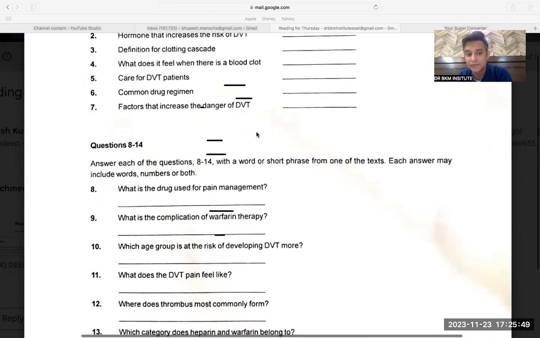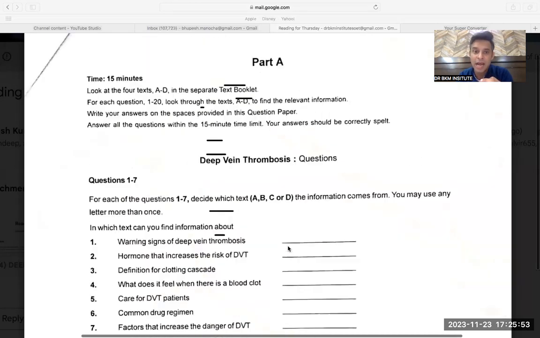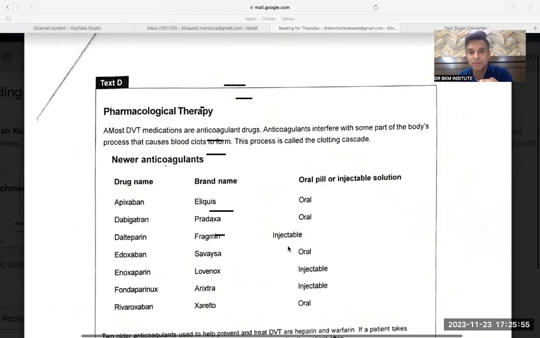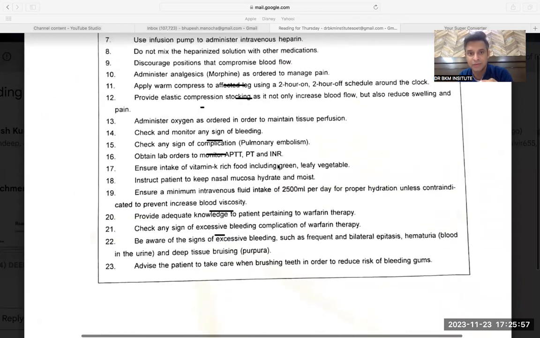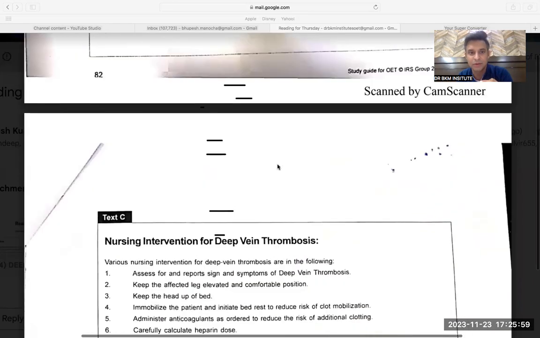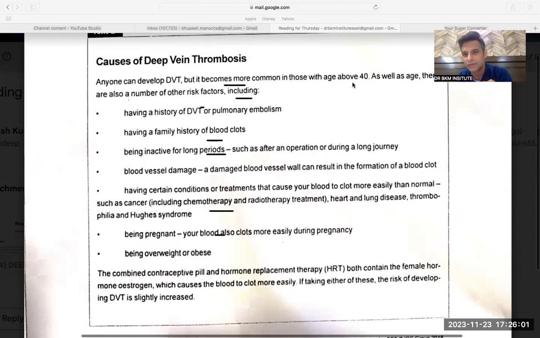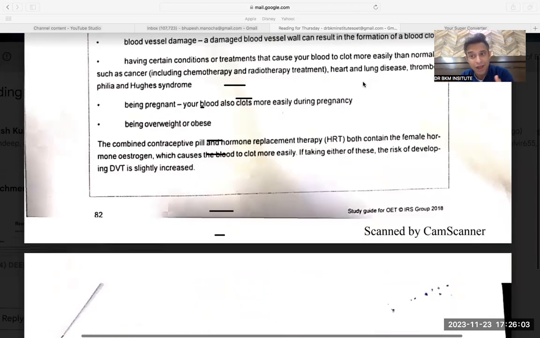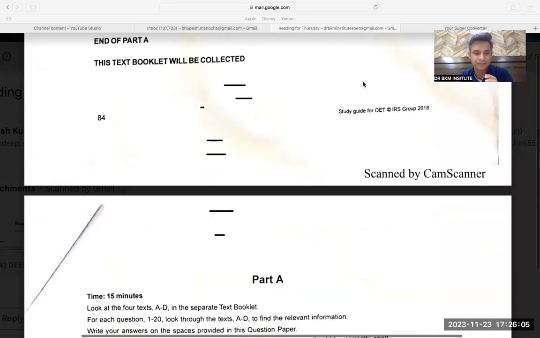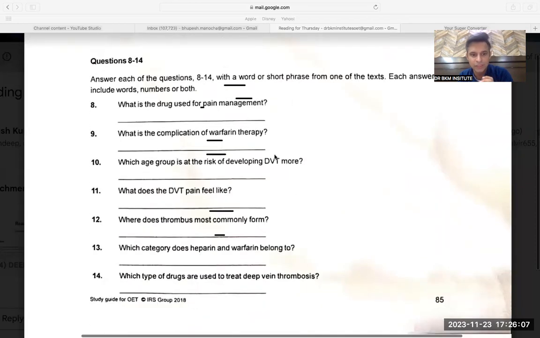Next: which age group is at the risk of developing DVT more? It should be either A or B, because A and B were talking about this. So I would like to say above 40. That is how fast it is going, above 40. Okay, then I will go to the 13th.